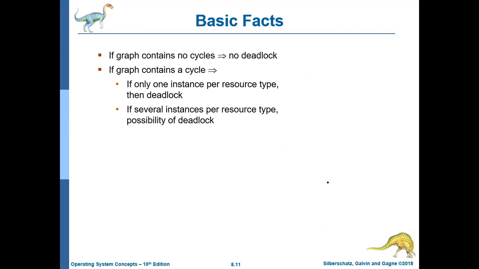What are the basic facts here? If a graph contains no cycle, that means no deadlock. No cycle means no deadlock. If a graph contains a cycle and there is only one instance per resource type, then deadlock. Then you are not required to check this particular task. If only one instance is there for every resource type, then you can directly say it's a deadlock. If there are several instances per resource type, there is a possibility of deadlock. You cannot be sure.